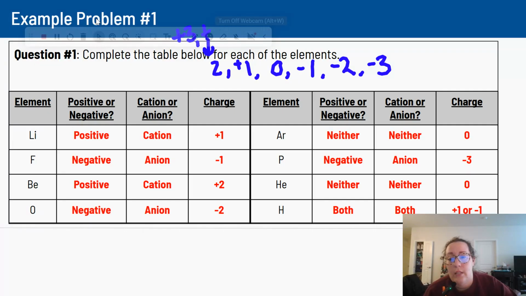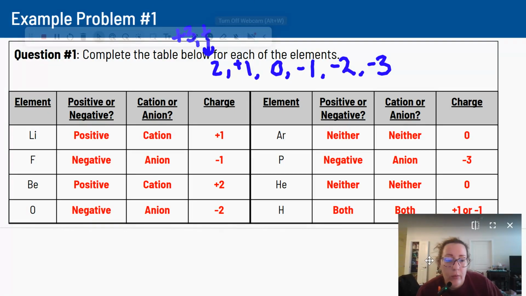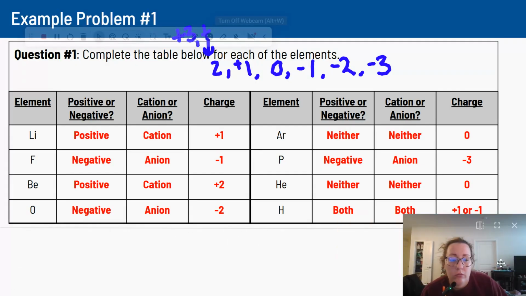So these are the answers to example problem number 1. Now the ones I really want to go over are argon and helium. Because they have 8, they are neither positive nor negative, they are both neutral. And then hydrogen can both lose an electron and gain an electron depending on the situation it's in. So it could become a positive 1 or negative 1, but the rest of these should have been pretty easy to follow using the labeled periodic table.